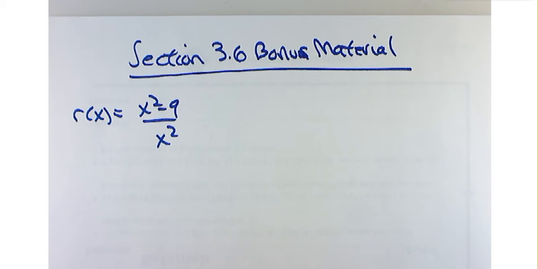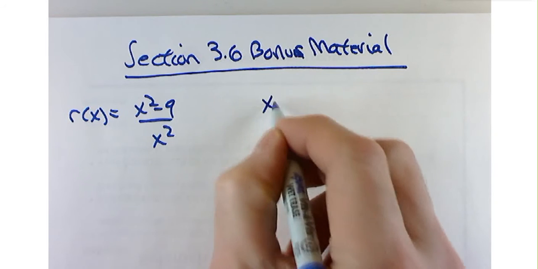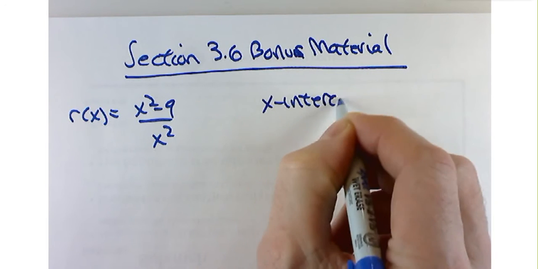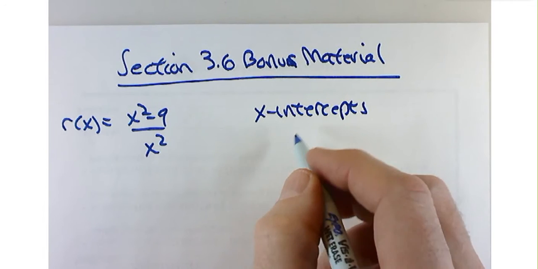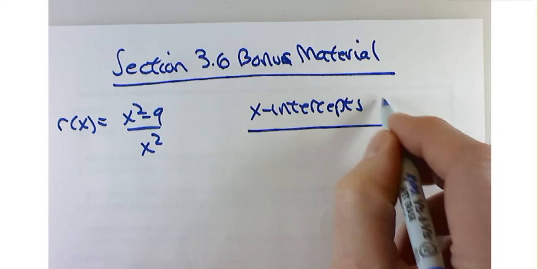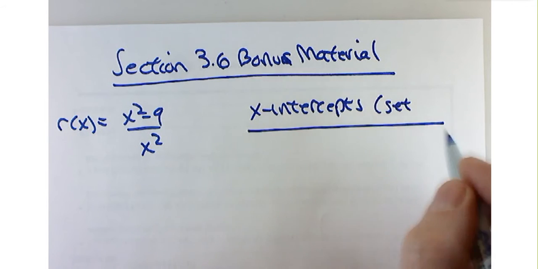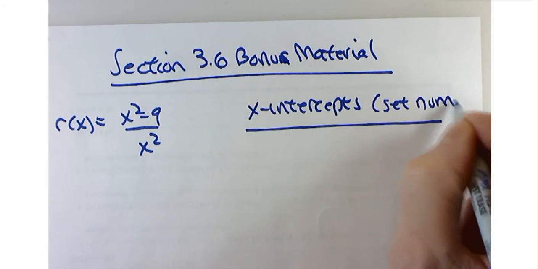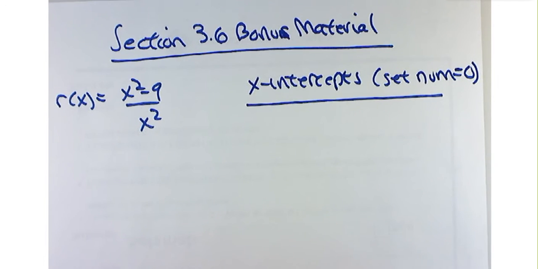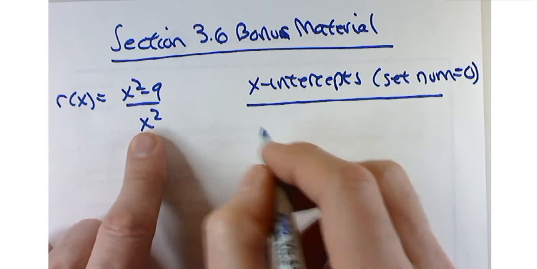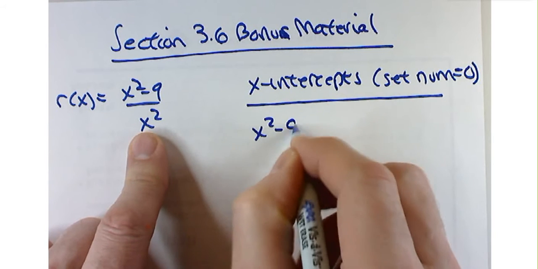I guess the first thing that we could look for would be the x-intercepts. So x-intercepts, where the graph crosses the x-axis, also sometimes called the roots. To find that, you're going to set the numerator equal to 0. And I'll demonstrate why we do that later. But for now, if we set the numerator equal to 0, that's going to be x squared minus 9 equals 0.